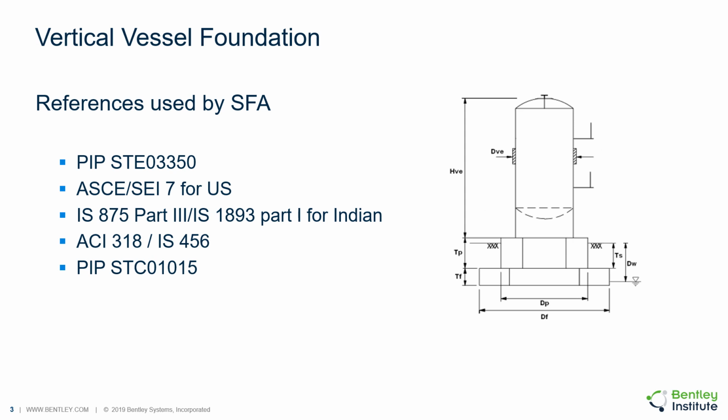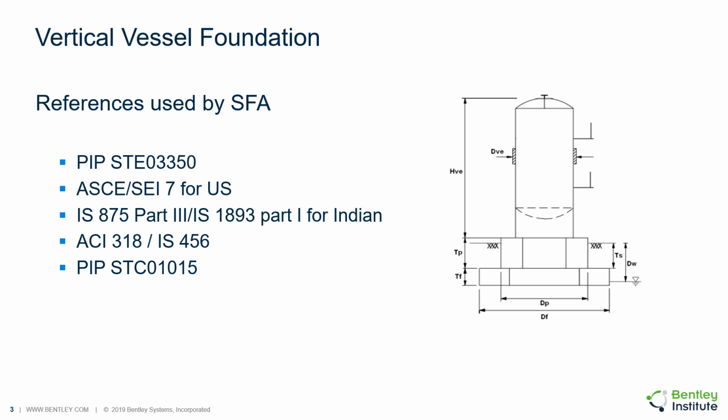The first plant foundation type we're going to look at is the vertical vessel foundation. Here is a list of codes that STAAD Foundation Advanced refers to when it comes to design of these foundations. PIP STE 03350 is the main reference used. Wind and seismic loads can be directly input by users, or you can ask these to be calculated as per the ASCE 7 when designing as per the US code.